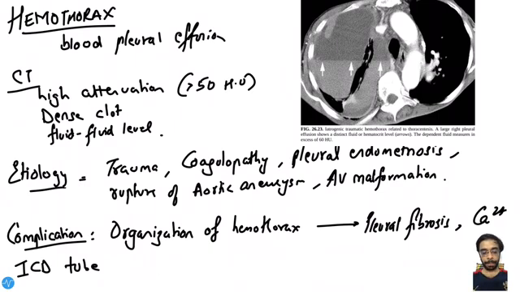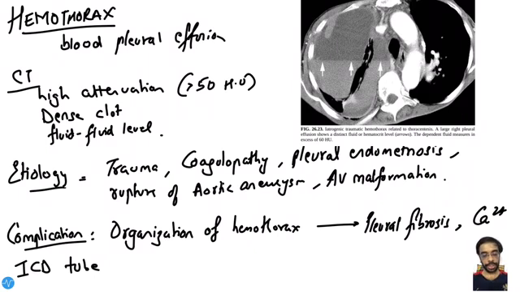Now how will it appear? You know, blood has a HU of around 40 to 80, therefore greater than 50 HU will be present. If there is dense clot, then you can see some clotting will be present and fluid is going down, so there will be a difference in the level. So you will see a fluid level.